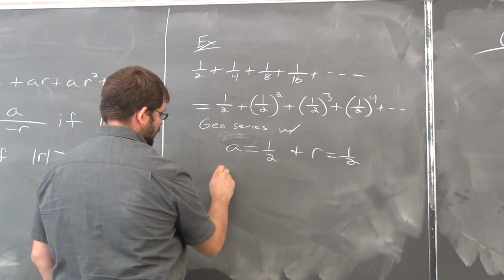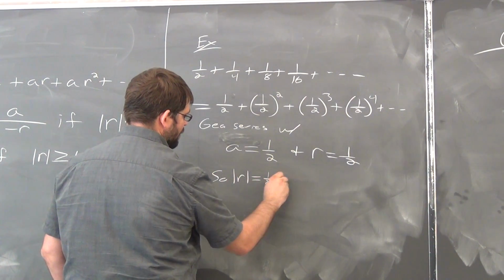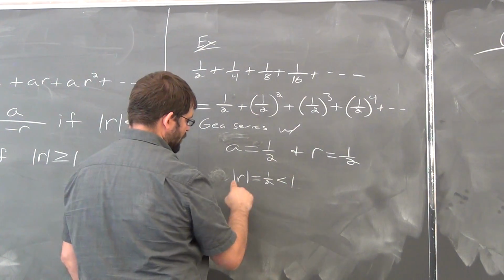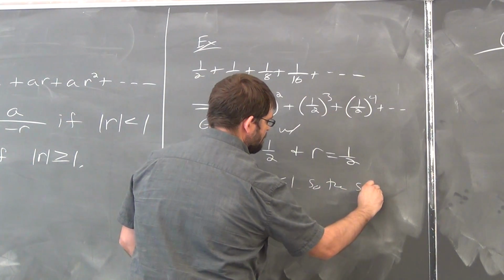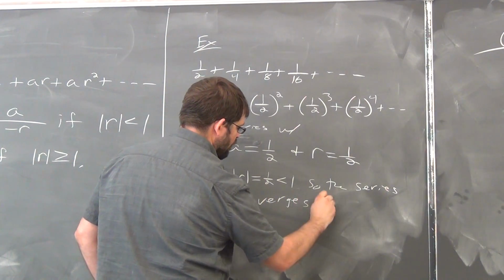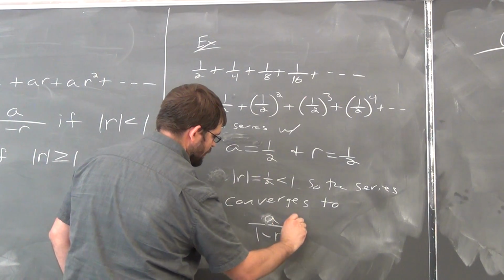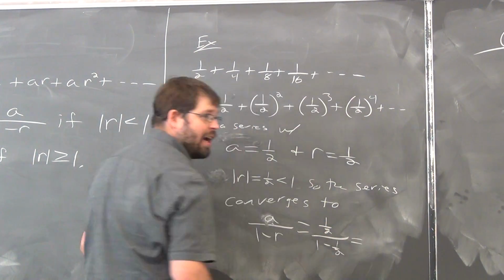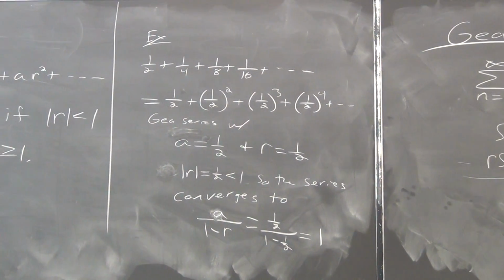And so that's the value of r. The absolute value of r is 1/2, which is less than 1, and so the series converges to a over 1 minus r. So that's 1/2 over 1 minus 1/2, and that's 1. Right. Make sense?